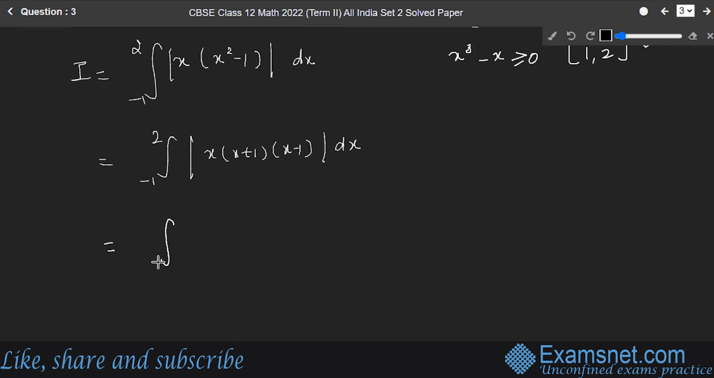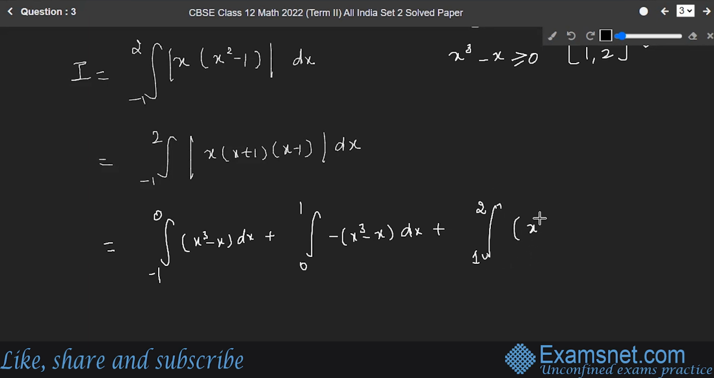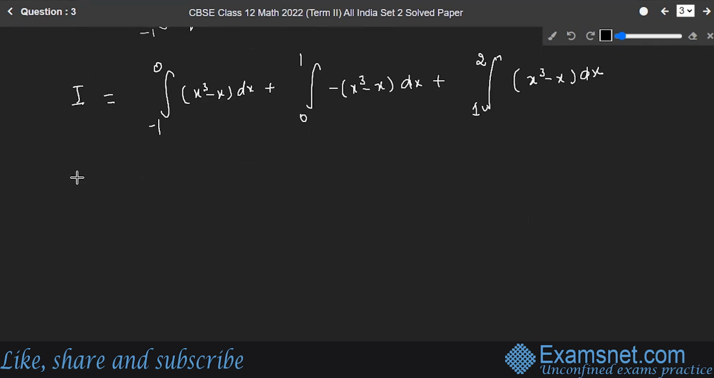This is equal to minus. Now I'll split it up. From -1 to 0, this is positive. From 0 to 1, this is negative. And from 1 to 2, this is again positive, right? Now it's very easy to find out the integral.